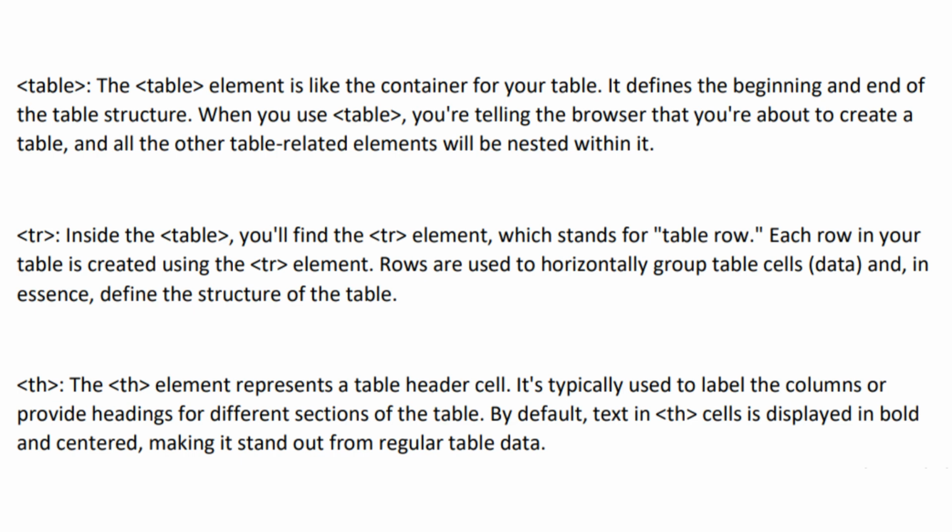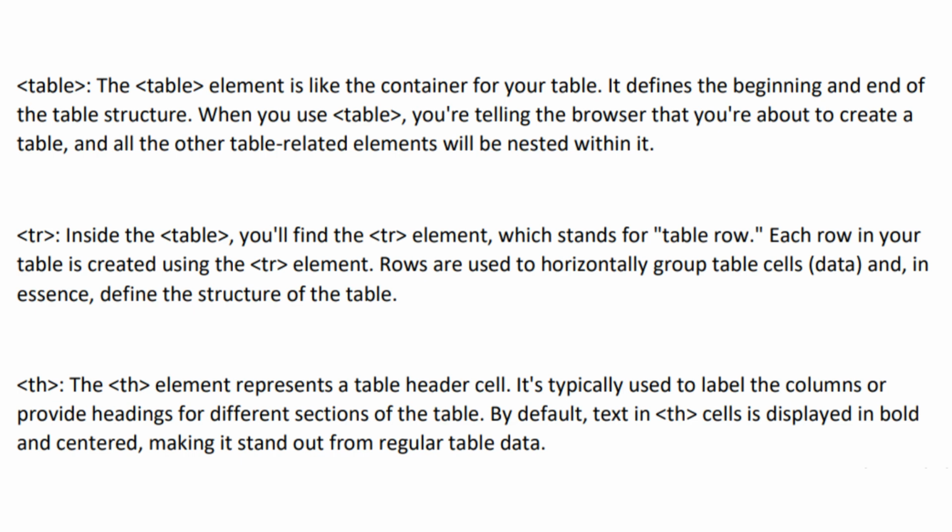Table. The table element is like the container for your table. It defines the beginning and end of the table structure. When you use table, you are telling the browser that you are about to create a table, and all the other table-related elements will be nested within it. TR. Inside the table, you will find the TR element, which stands for table row. Each row in your table is created using the TR element. Rows are used to horizontally group table cells, data, and in essence, define the structure of the table.